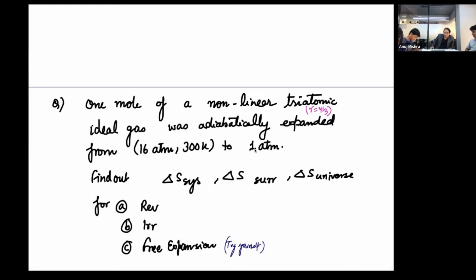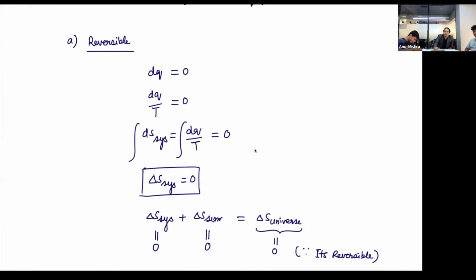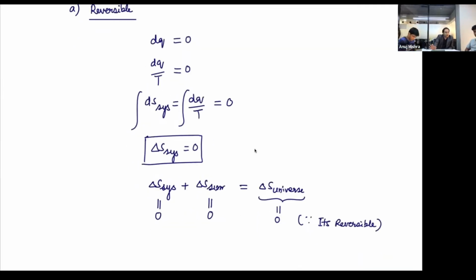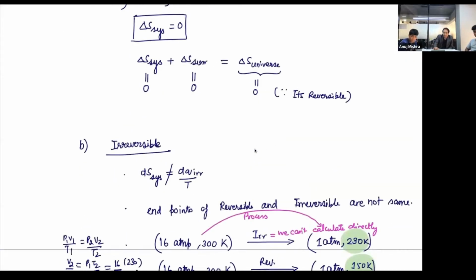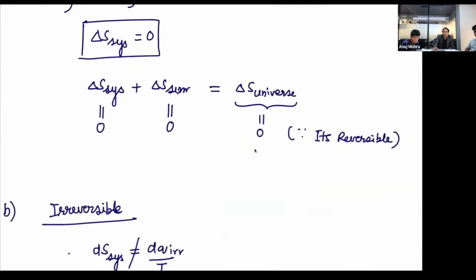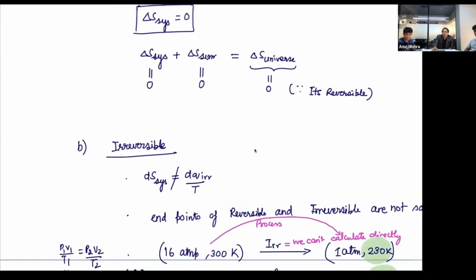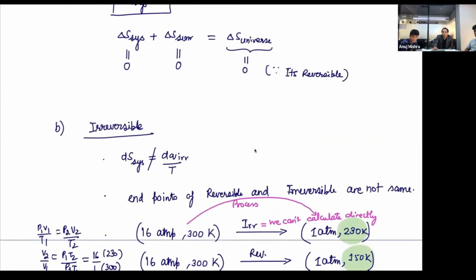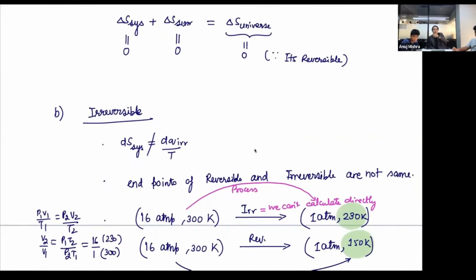So see the first case, एक बार मैं रिवाइज कर देता हूँ. रिवर्सिबल केस: dQ is 0, dS system is dQ upon T0, डेल्टा रिवर्सिबल हो गया. कोई प्रॉब्लम्स? क्लियर? इरिवर्सिबल में आ जाओ: dS system is not equal to dQ irreversible upon T. You should be very clear about it, ऐसा कोई फॉर्मूला नहीं. So end points of reversible and irreversible are not same, लिख लो उसको, नोट करो. Your end points are 16 atmosphere 300 Kelvin, you are going to 1 atmosphere 150 Kelvin if it is reversible. If it is irreversible, going to 230 Kelvin, right?